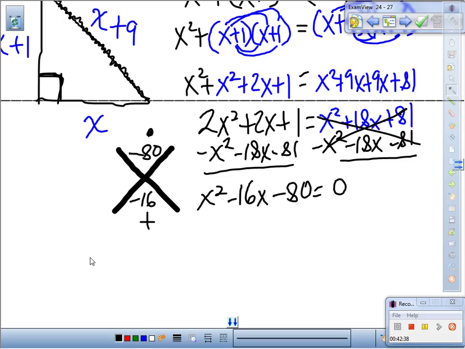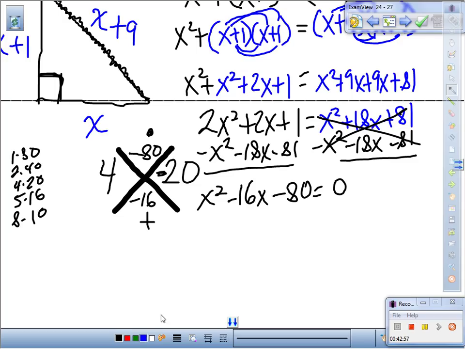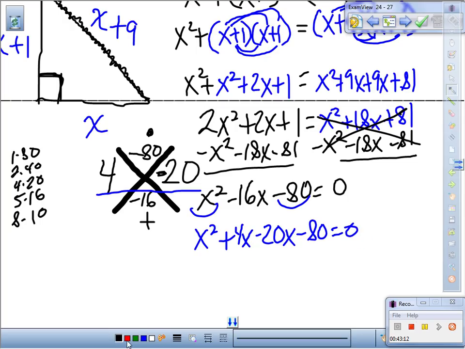Let's see, factors of 80. 1 times 80, 2 times 40, 4 times 20, 5 times 16, 8 times 10. Which one of those adds, subtract, give us 16? 4 and 20, and the 20 is our negative. Let's rewrite this, x squared. And instead of negative 16, we're going to write plus 4x minus 20x. And then the last term is negative 80. All that equals to 0.